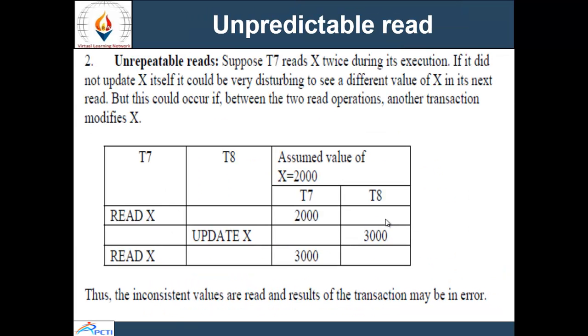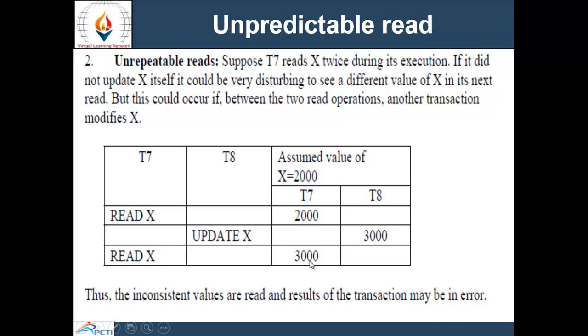Next is unrepeatable read. Unrepeatable read means a transaction reads a particular value, say X, twice or thrice in its execution. For example, there are two transactions T7 and T8, and suppose X is 2,000 rupees. T7 reads the value of X, that is 2,000, and T8 updates the value to 3,000. Now T7 again reads the value of X, that is 3,000. Now the values read by the same transaction twice are different.